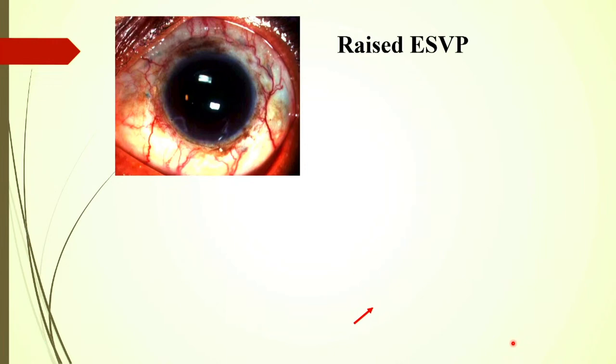But what if a patient comes to you with a history of trauma and the pressures are quite low? What do you expect? No RD. Yes. So this is an image showing the cyclodialysis cleft. Hyperpigmented TM. You have to think in terms of PDS. This kind of eye, what do you expect in your gonioscopy?